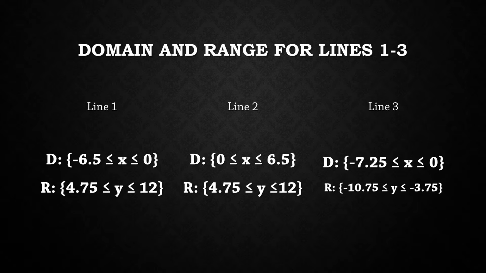For range, we have negative 10.75 is less than or equal to y is less than or equal to negative 3.75. Because, once again, negative 10.75 is the least y value in line 3, and negative 3.75 is the greatest.